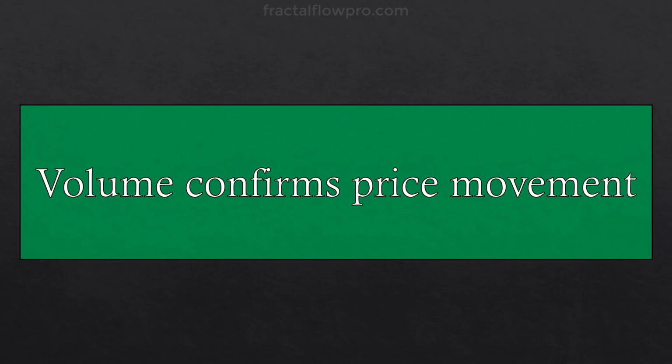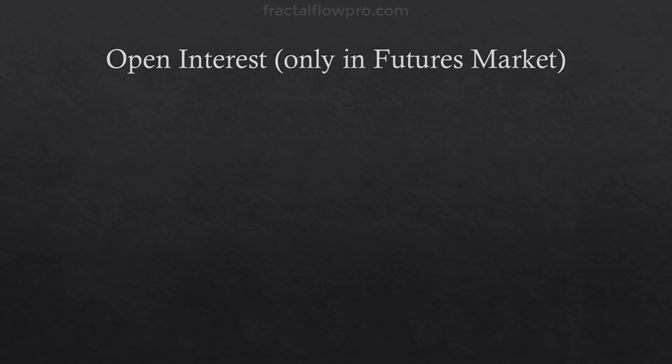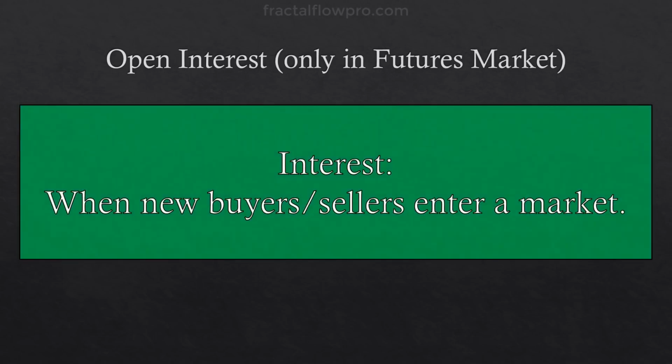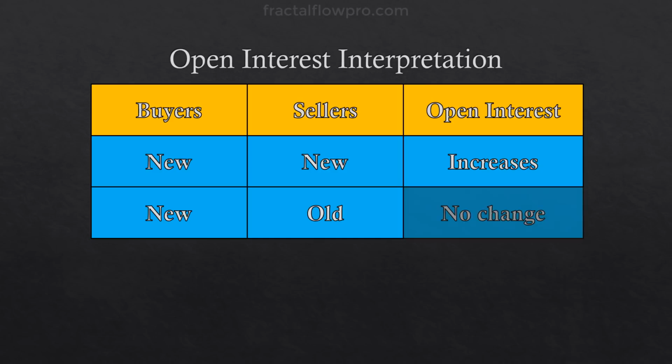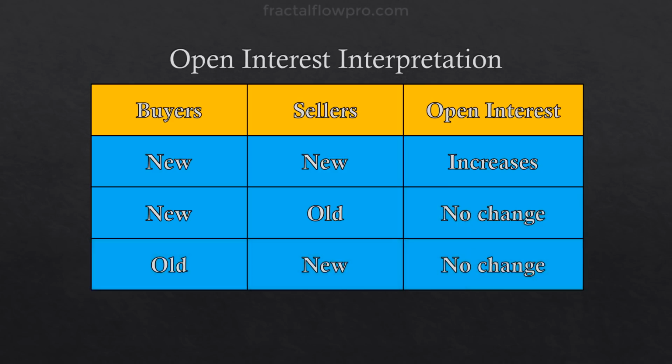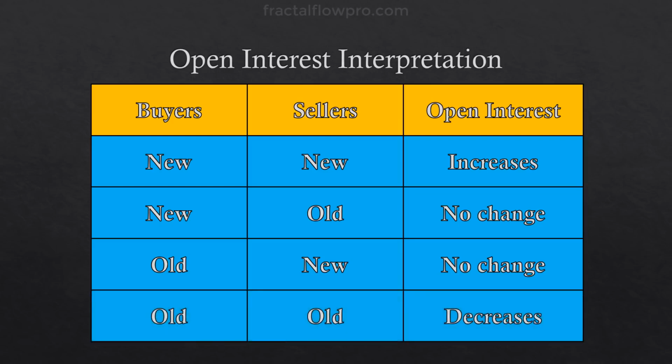Beyond volume, there is the concept of open interest, which is something that can only be used in the futures market. Interest is when new buyers or sellers enter in a market. That implies that we have old buyers and sellers and new buyers and sellers. When these two different groups of new and old buyers and sellers meet, they alter the dynamics of the market in specific ways. When new buyers meet new sellers, we have an increase in open interest. When new buyers meet old sellers or new sellers meet old buyers, we have no change in open interest. When old buyers meet old sellers, we have a decrease in open interest.